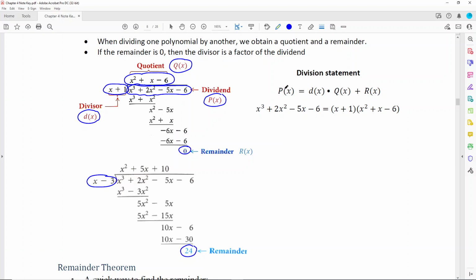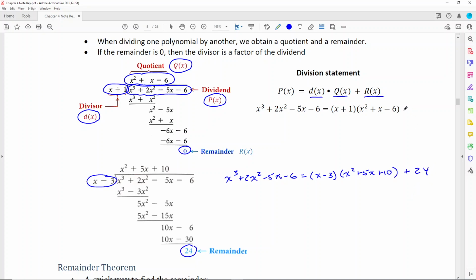So a division statement states that your dividend is equal to your divisor times your quotient plus your remainder. So if we look at this one, x cubed plus 2x squared minus 5x minus 6 is equal to x plus 1 times x squared plus x minus 6 plus 0. Versus this division statement would be the same polynomial, x cubed plus 2x squared minus 5x minus 6, but this time it's equal to the divisor of x minus 3 times the quotient of x squared plus 5x plus 10 with a remainder of 24.